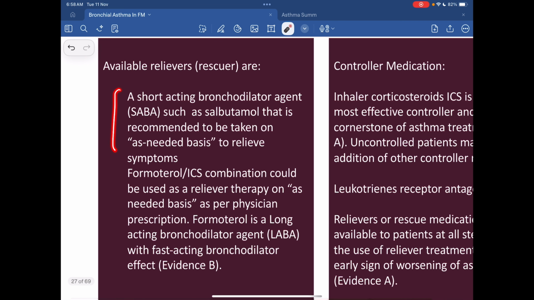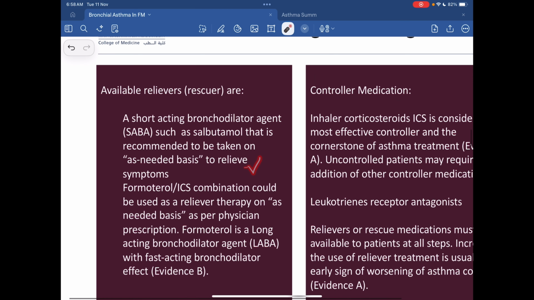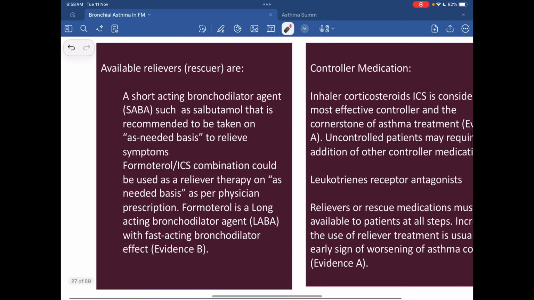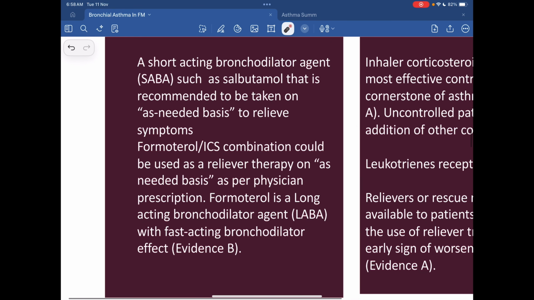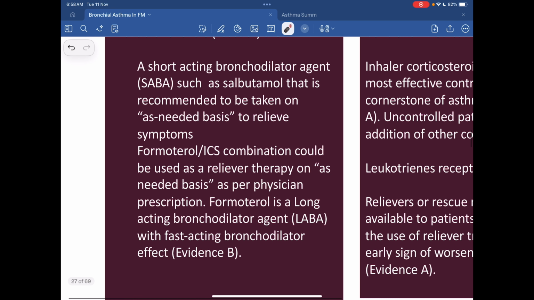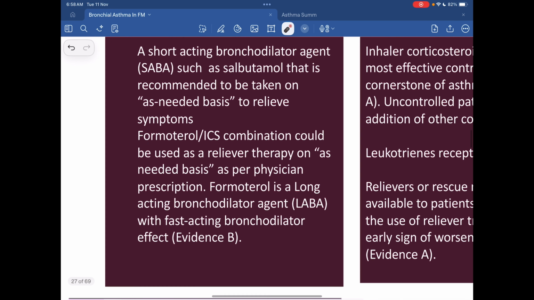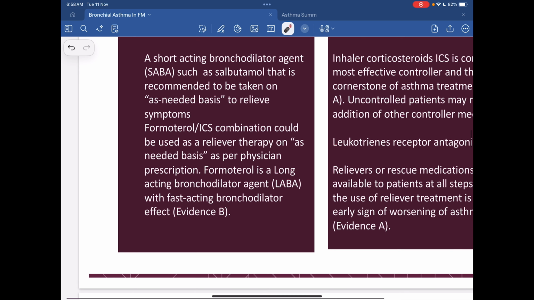طيب مو بس SABA، في شيء ثاني اللي هو inhaled corticosteroids and formoterol, which is a LABA. هذا combination is used as both reliever and maintenance. So هذا good. هذا كذا يصير نعطي المريض يعني دواء واحد بدل دوايين. So it's also used as a reliever therapy as needed basis. Okay.